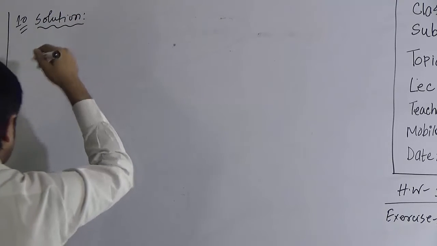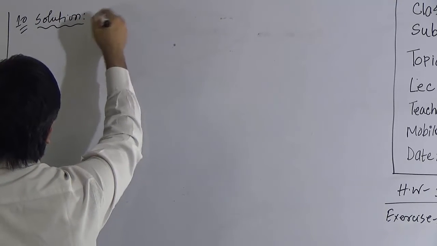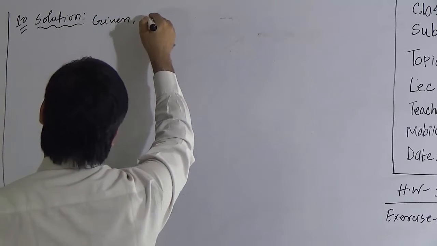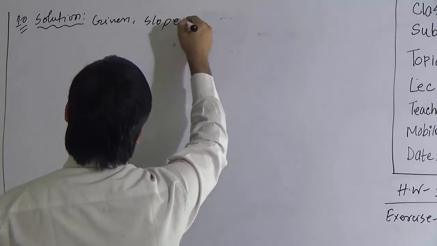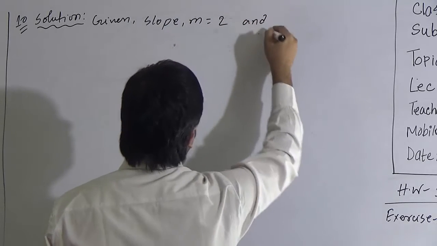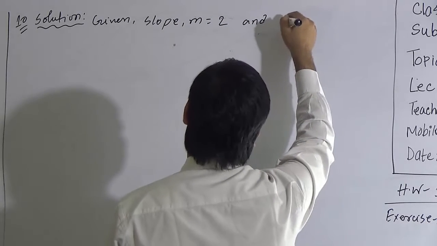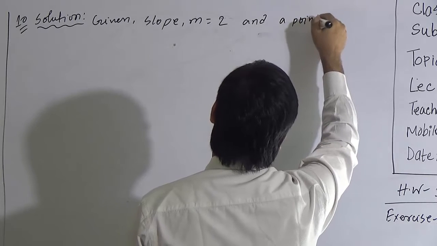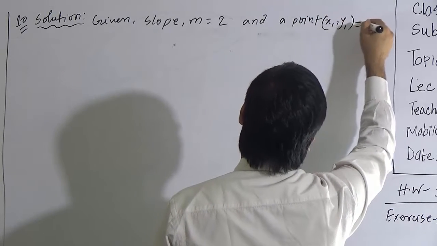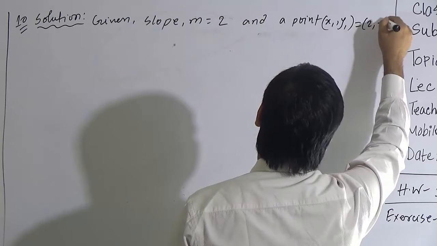We can write here, given slope m equal to 2 and a point x1, y1 is equal to 2, minus 1.